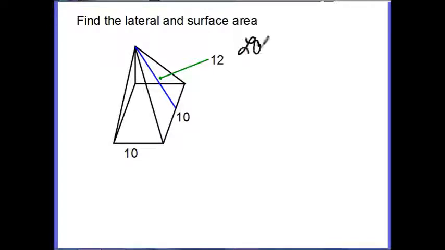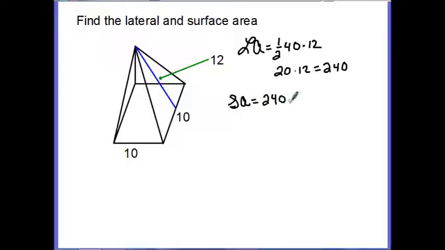The lateral area is going to equal 1/2 the perimeter of the base, 10, 20, 30, 40, times the slant height, the height of the slanted triangle, which they gave us as 12. Half of 40 is 20, and 20 times 12 gives us 240. Now the surface area is the lateral area, 240, plus the area of the base, length times width, 10 times 10, which is 100. So the surface area is 340.